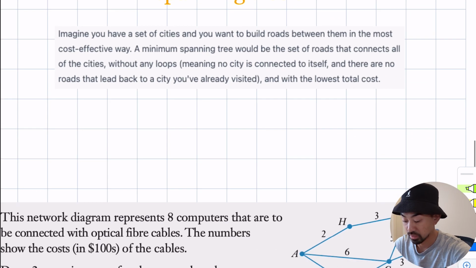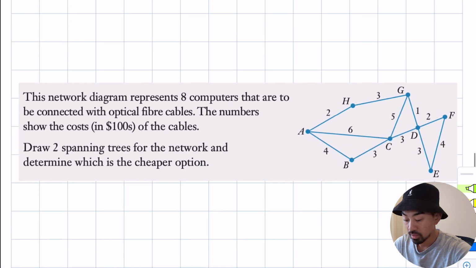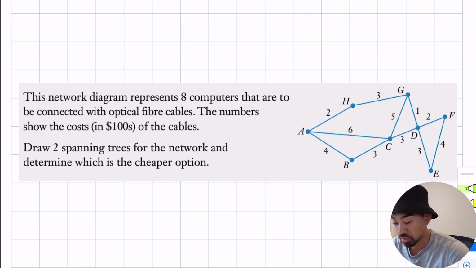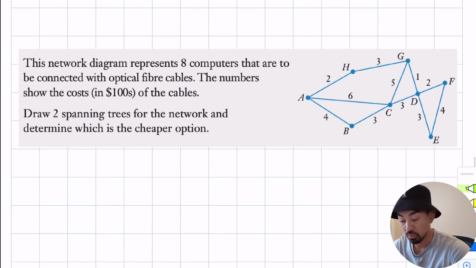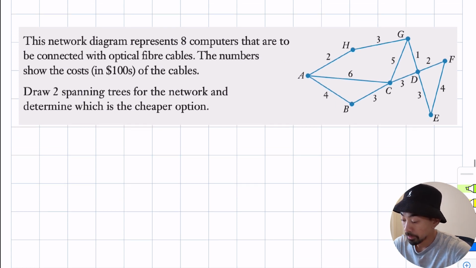So let's have a look at this example. This network represents 8 computers that are to be connected with optical fiber cable. The numbers show the cost in $100s of cables. Draw 2 spanning trees for the network and determine which is the cheaper option. Okay, so it's pretty straightforward. Let's have a look here. I've just got to draw a spanning tree connecting all the vertices, making sure there's no loops. So I'm kind of just connecting as I go, and let's see what we get.